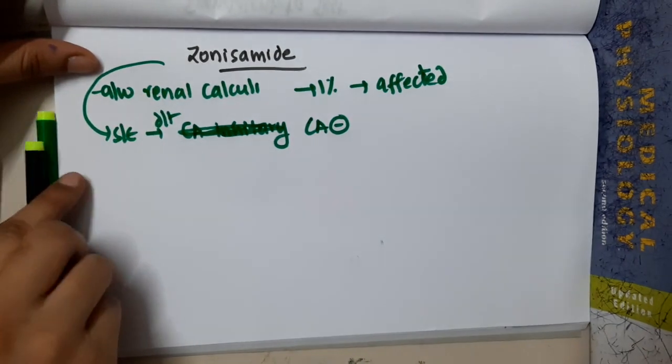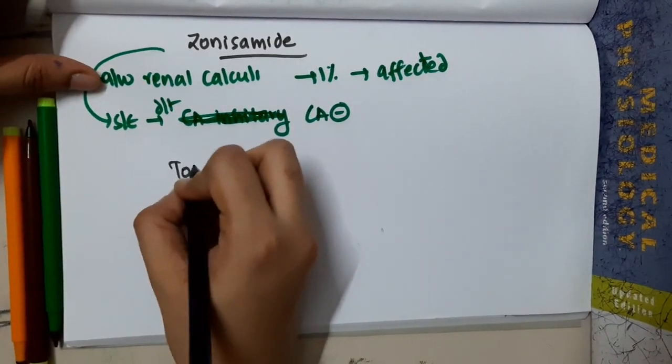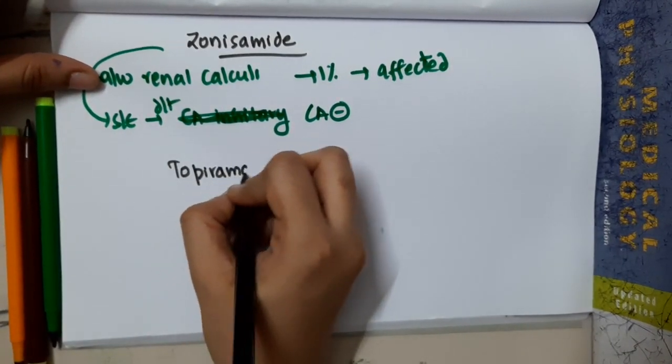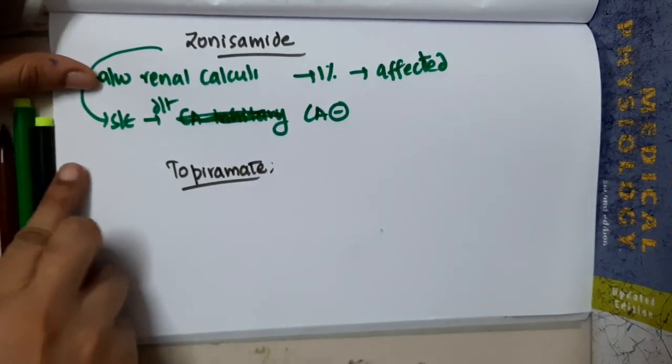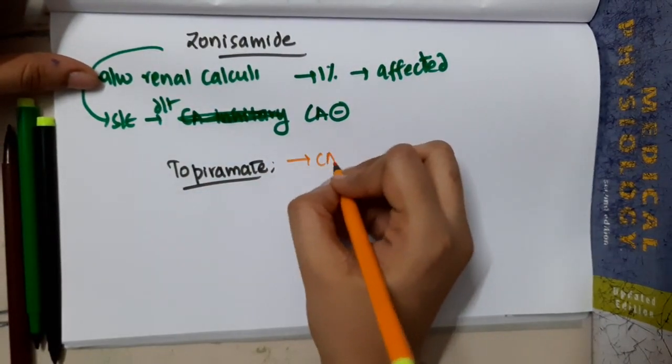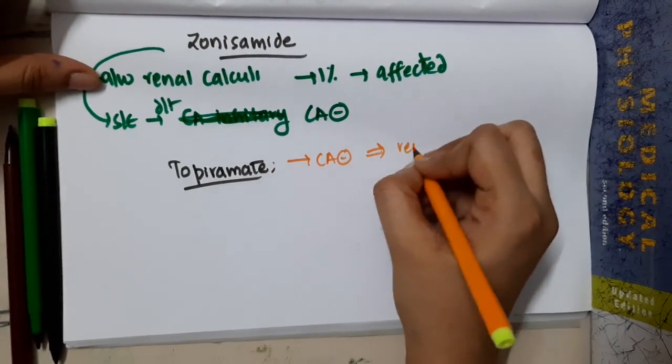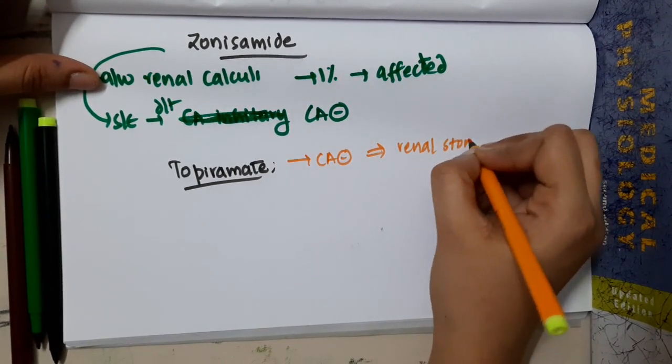One more drug which is associated with renal calculi is topiramate. This topiramate also has carbonic anhydrase inhibitory activity, and thus it will also contribute to renal stones.